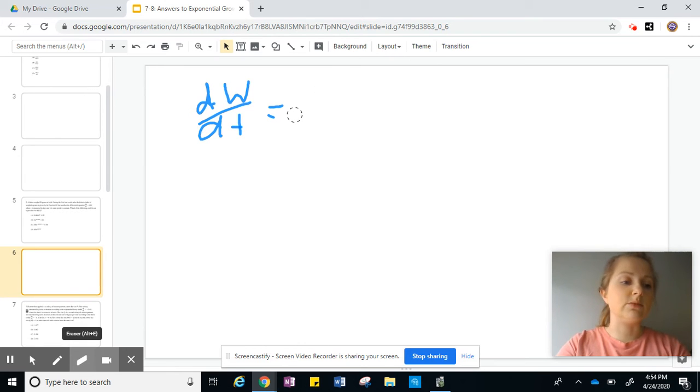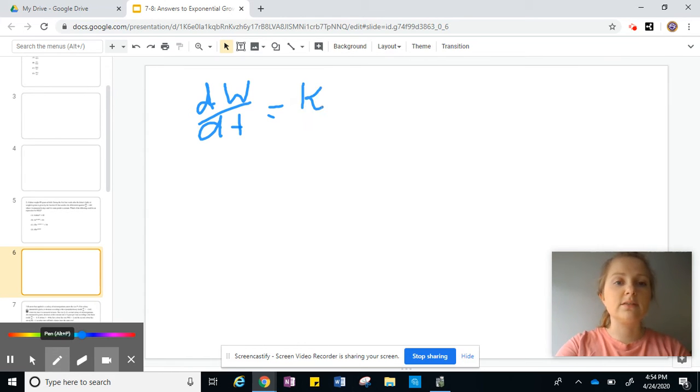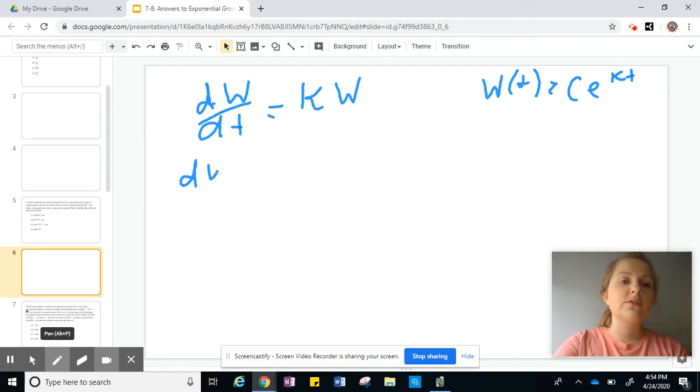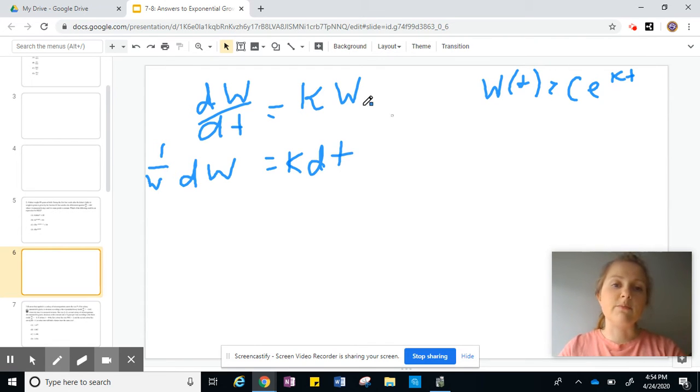So dW over dt equals k times W. Let's review how we get it into this form. We're going to use separation of variables. What I just did here was I divided by W on both sides to get 1 over W, and then I multiplied by dt on both sides. Now I'm going to integrate both sides.